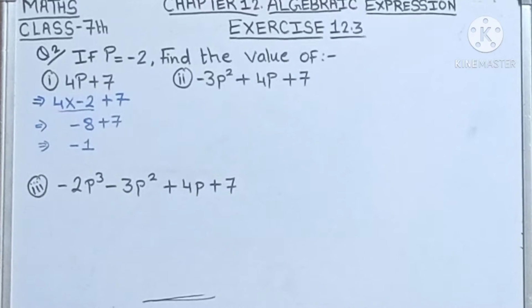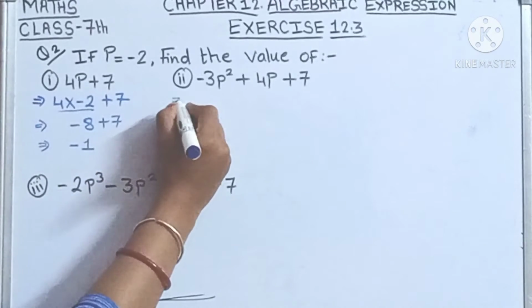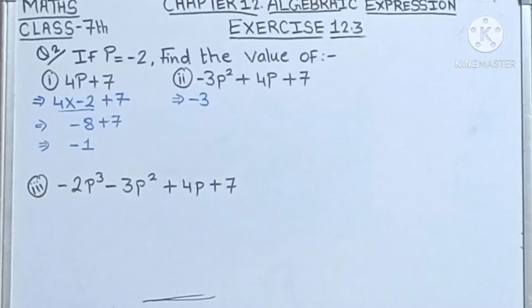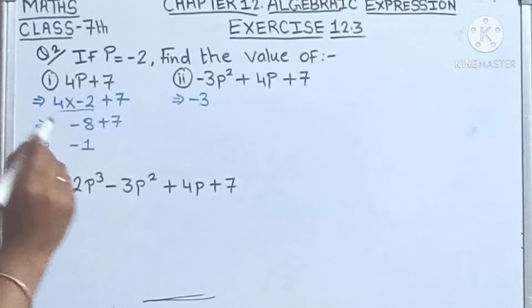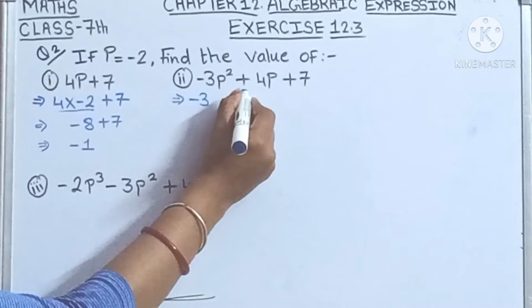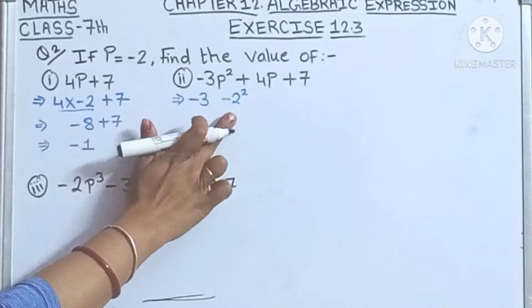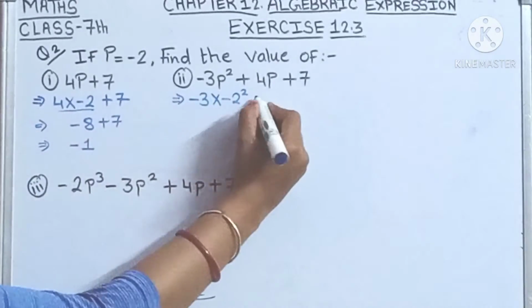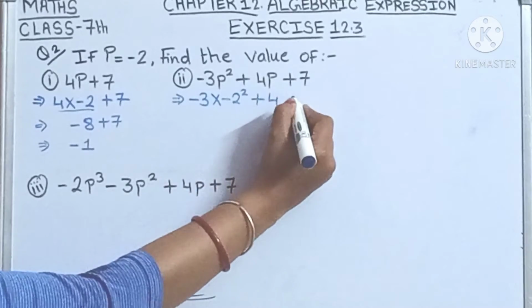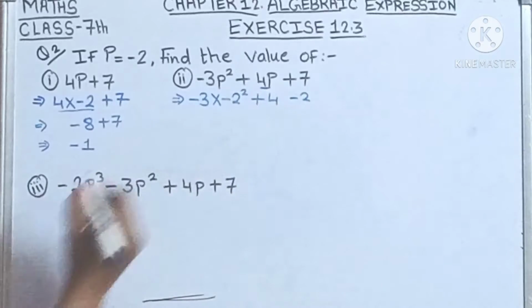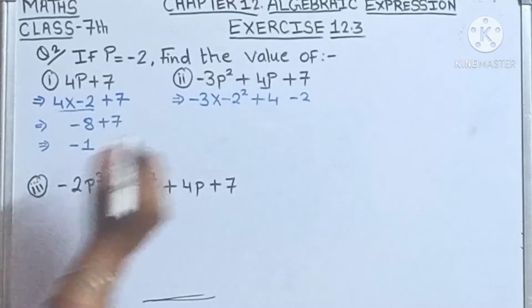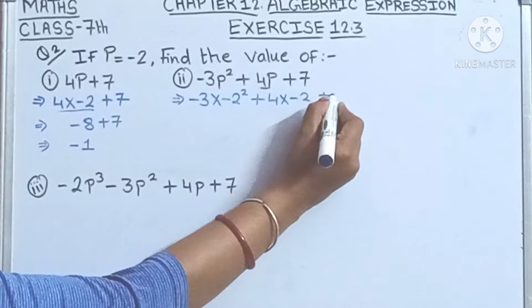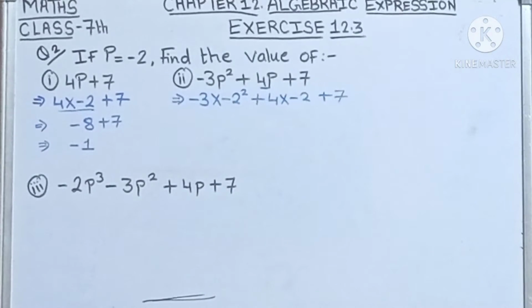Now the second one, minus 3p square plus 4p plus 7. So minus 3, and in the place of p square, the value of p is given minus 2, so minus 2 square. Clear? In the place of p square, minus 2 square, and in between no sign is given, means multiply. Right? Plus 4, and in the place of p again minus 2, and in between 4 and p there is no sign, means again multiply. Plus 7. What we did? In this line we have just put the value of the p.